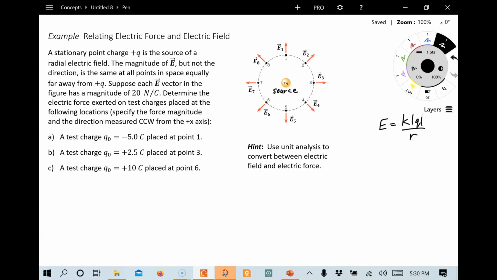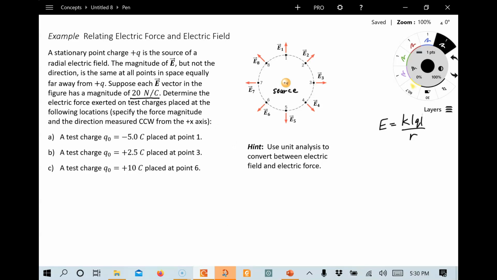We don't need to use that because we were already told that at any of those points, we've got this value of the electric field, 20 newtons per coulomb. And we know that it's the same anywhere because if you look at R to any of these points, it's the same radius, right? So R is the same here. So is the electric field.